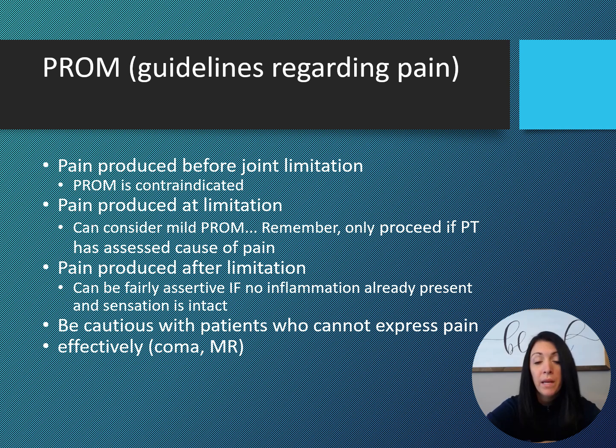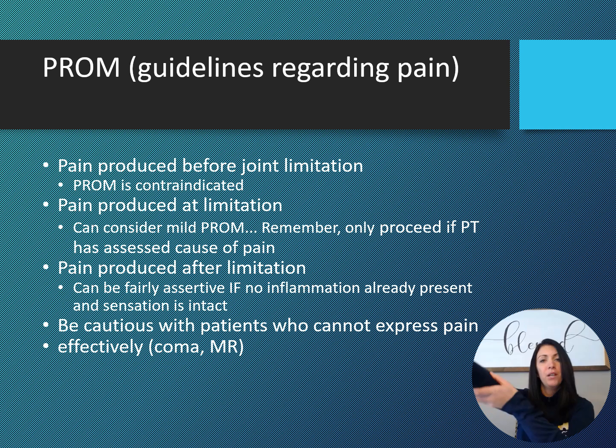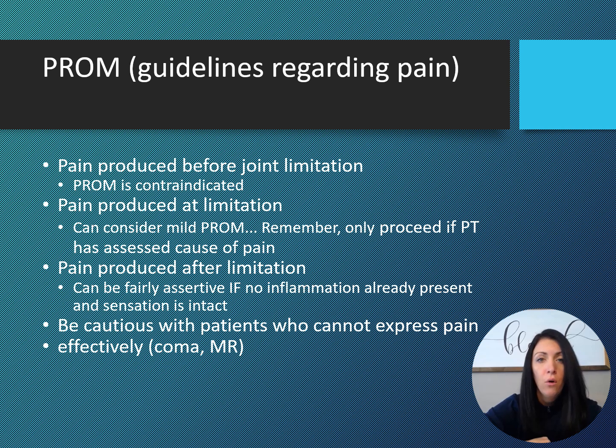passive range of motion would be contraindicated if pain is produced before joint limitation. So when you're performing passive range of motion, you ask them to take a deep breath and work on relaxation techniques and let me know. I'm going to take your shoulder, shoulder is easy because I'm in the video, into as much range of motion as you can tolerate. And when you experience sharp pain, let me know. Okay, and we're going to go before that sharp pain.